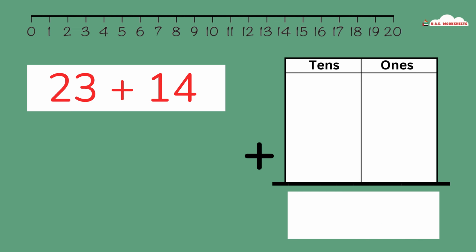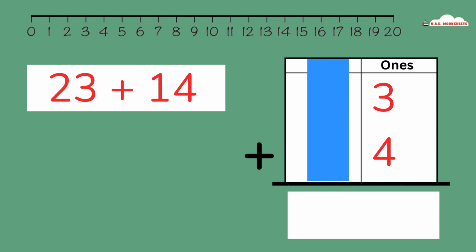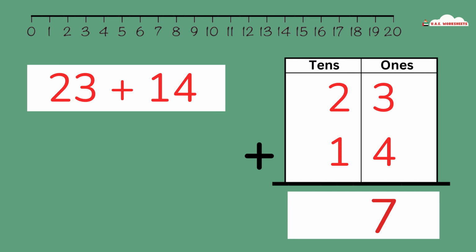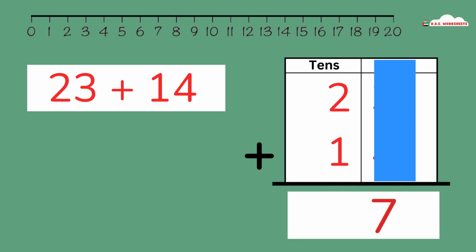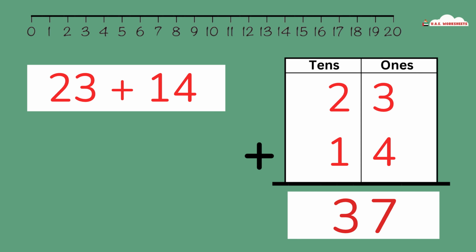Let's solve 23 plus 14. Start with the ones column. Cover up the other side. In the ones column, 3 plus 4 equals 7, so write 7 on the ones side. Next, look only at the tens column. 2 plus 1. 2 plus 1 equals 3, so write 3 on the tens side. The final answer is 37. 23 plus 14 equals 37.